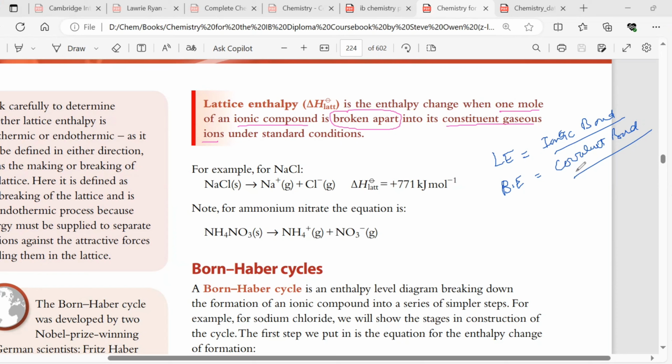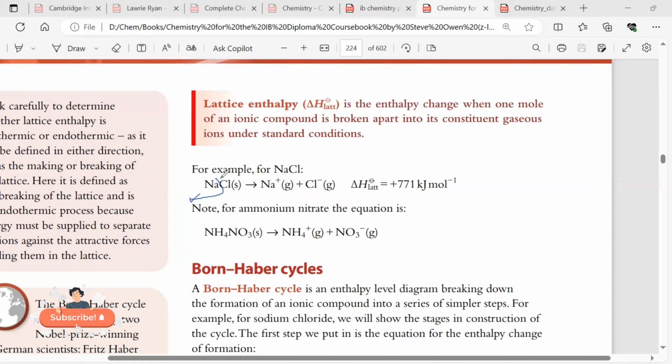Now if you're seeing an ionic compound, in an ionic compound the ions are in a lattice, a gigantic lattice structure. We have to give heat to separate these two ions, and we are getting an endothermic value. Lattice enthalpy is endothermic. What's the equation?